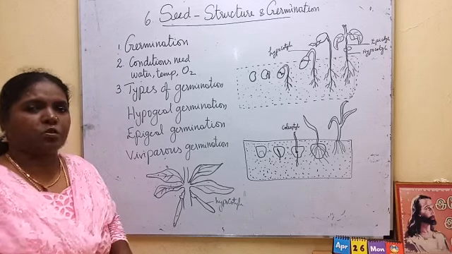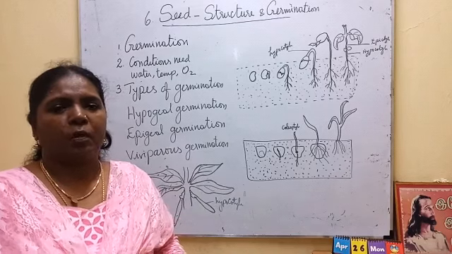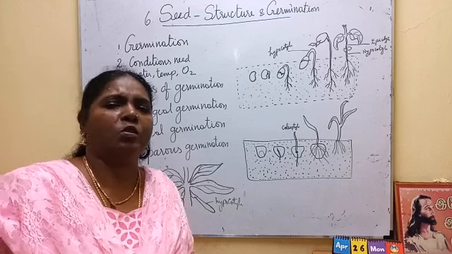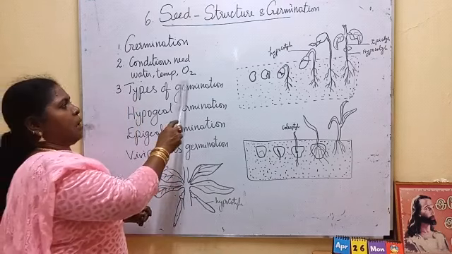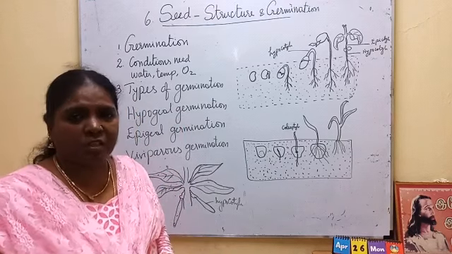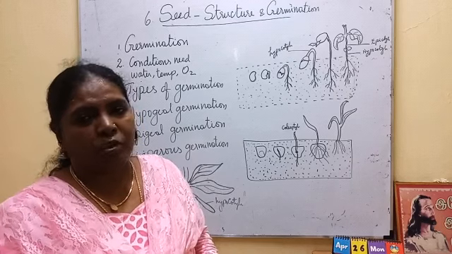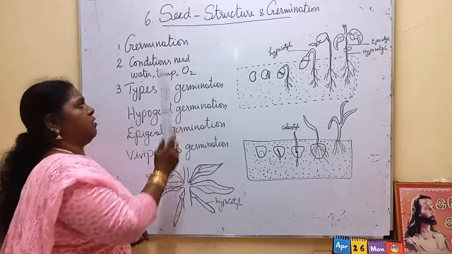Then temperature. If the temperature is suitable, only then will it germinate. If the temperature is too high, it will not germinate, and if the temperature is too low, it will not germinate either. So it should get a suitable temperature. Then the supply of oxygen. Of course, each and every cell should respire to get energy, and this oxygen should be supplied to each and every cell. So for germination also they need oxygen.